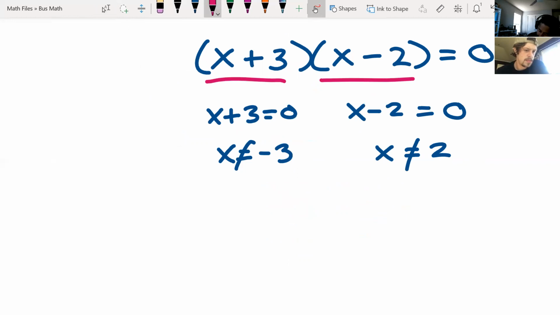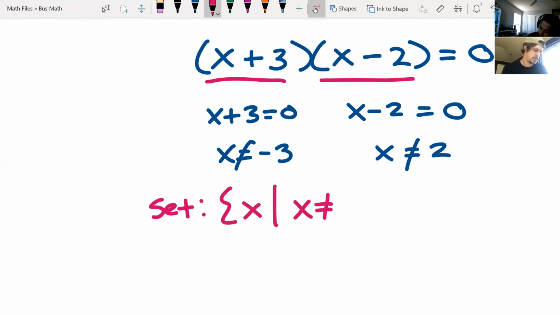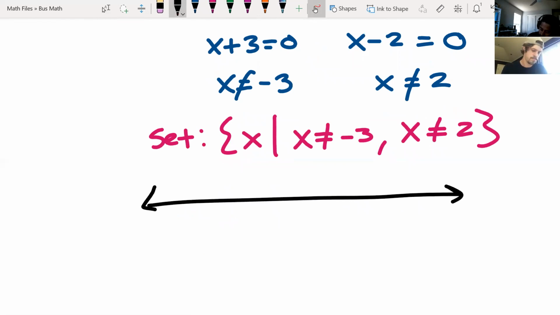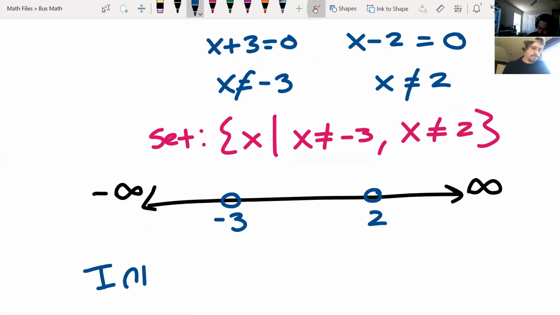Well, I guess I should set you up for this. Let's do set notation first. We say for all x such that x can't equal -3 and x can't equal 2. And then for interval notation, let me show you the number line. Here's -infinity. Here's +infinity. And on the number line, I'm going to put -3 and 2.